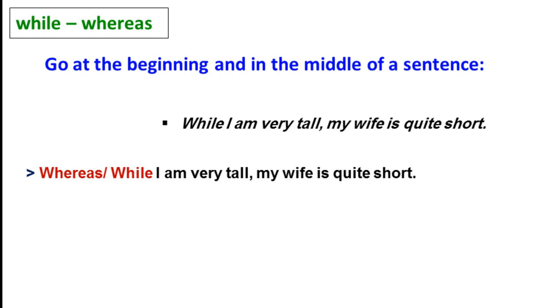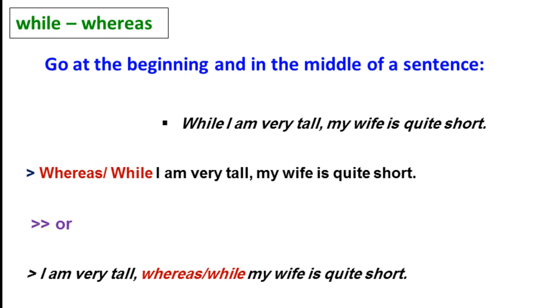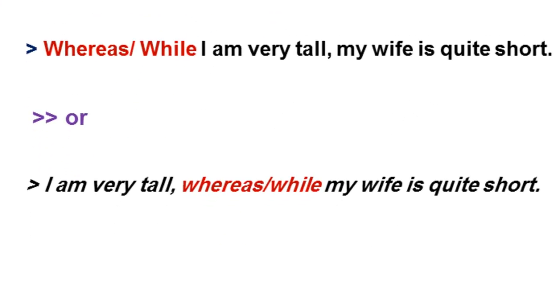Now let us see an example in which whereas and while go in the middle of a sentence. Here it is. I'm very tall, comma. So when they go in the middle of a sentence, we put a comma before them. I'm very tall, comma, whereas or while my wife is quite short.